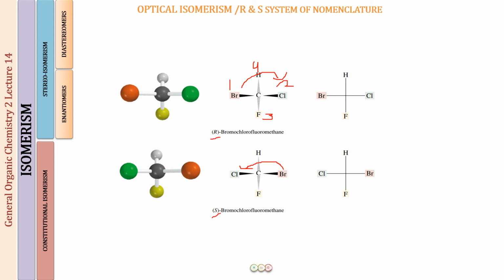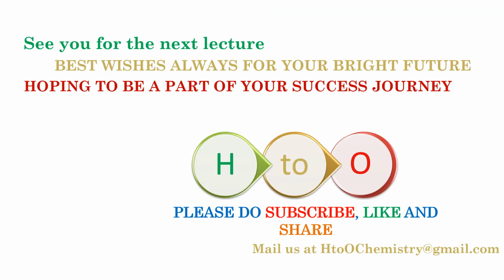I hope now the whole understanding of the RS system of nomenclature is clear to you. You have enjoyed your learning today. That would be all for this lecture, but the RS system of nomenclature is not yet complete. Why is it not complete? If the compound has 2 chirality centers or 3 chirality centers, how are you going to name that compound? That learning is still pending, and we will be doing it in the next lecture.